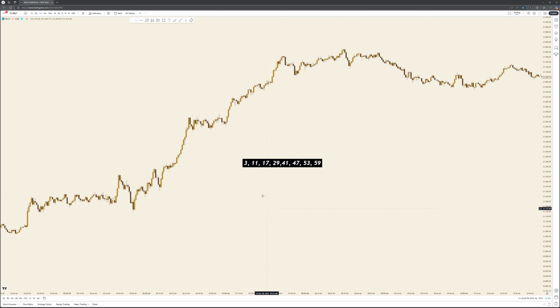All right, so 3, 11, 17, 29, 41, 47, 53, and 59. These numbers are the ATT numbers, and these numbers in total are super important when it comes to timing the market while utilizing ATT.